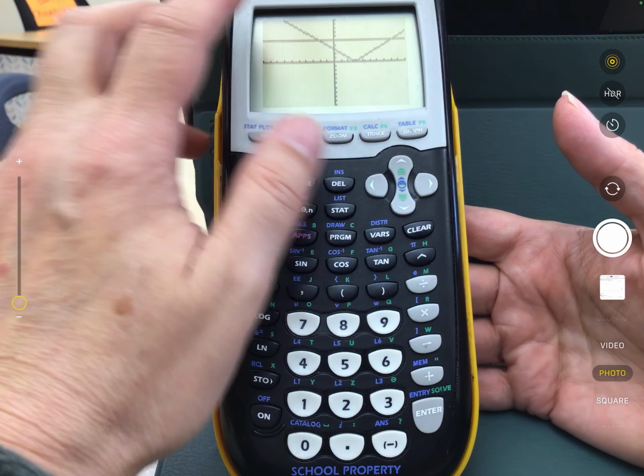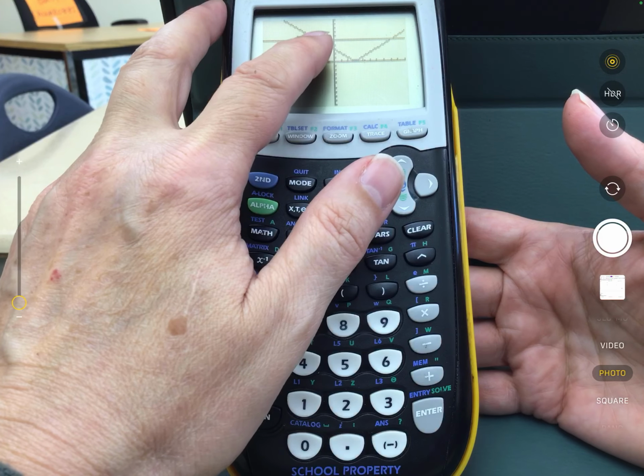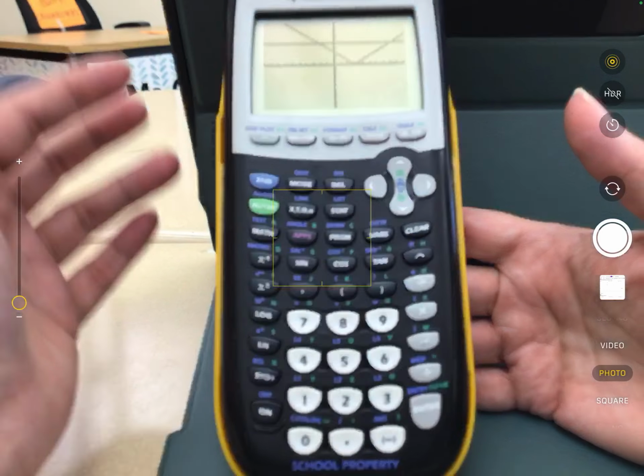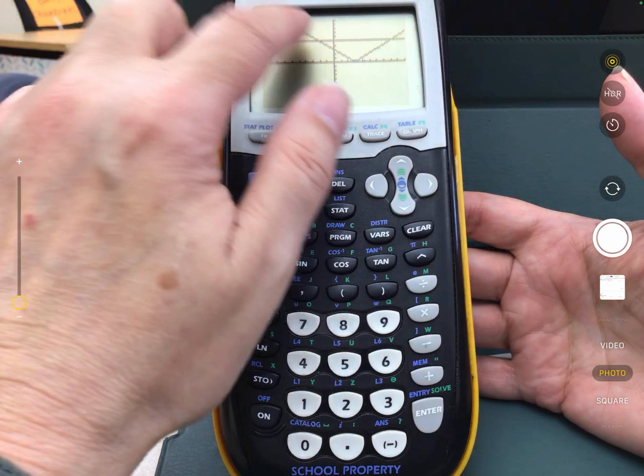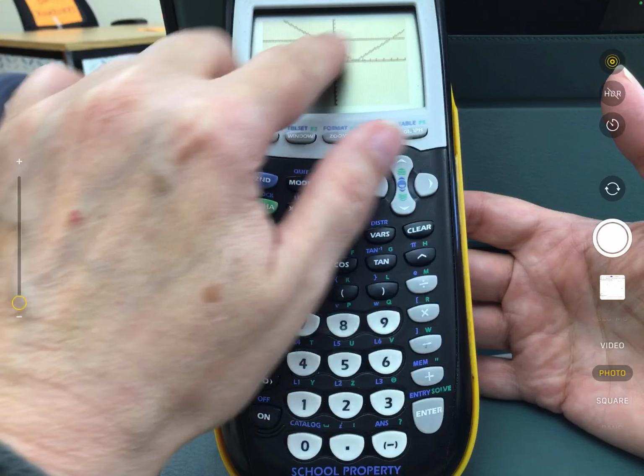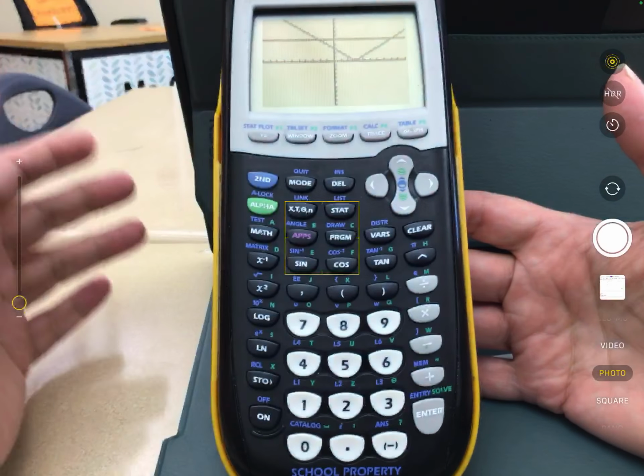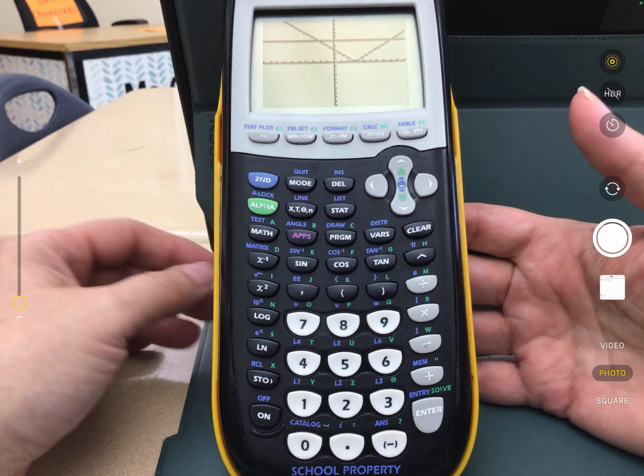Now, my y2 is equal to 5. What I'm looking for is where the y values are the same. The y values are the same where the graphs intersect. So I'm interested in this point here and this point over here. So we're interested in where these two things intersect.